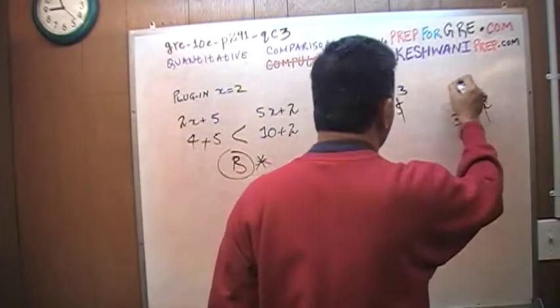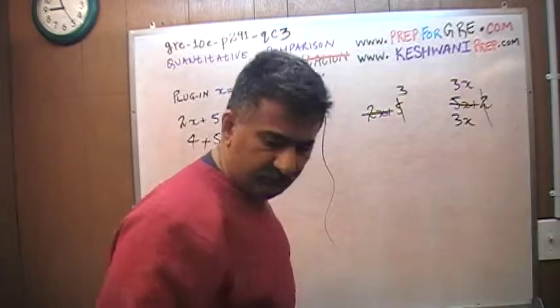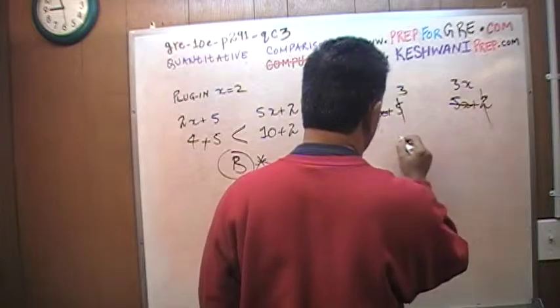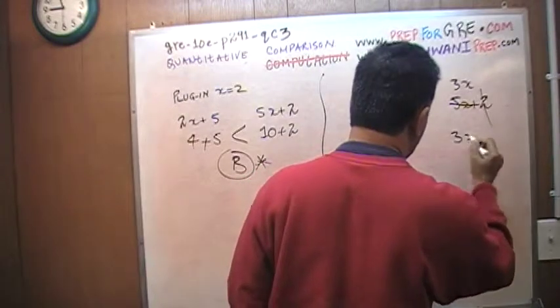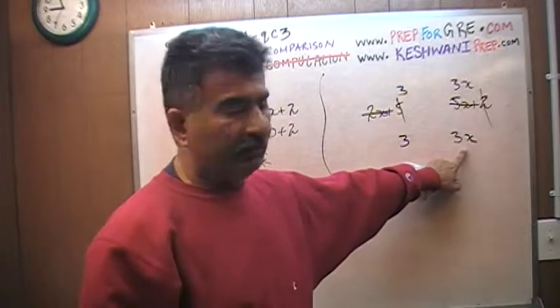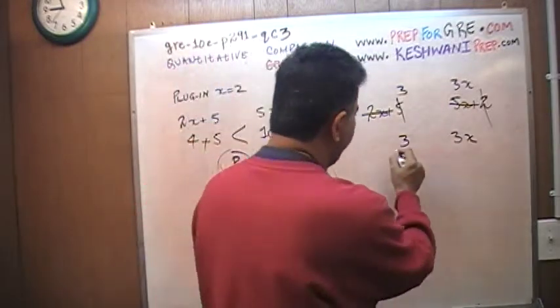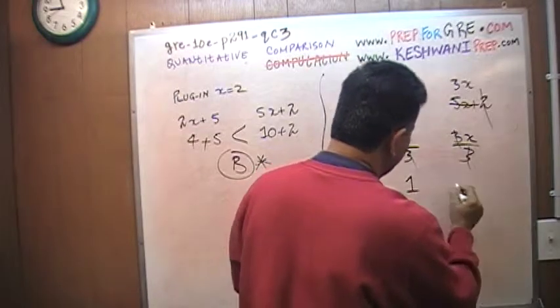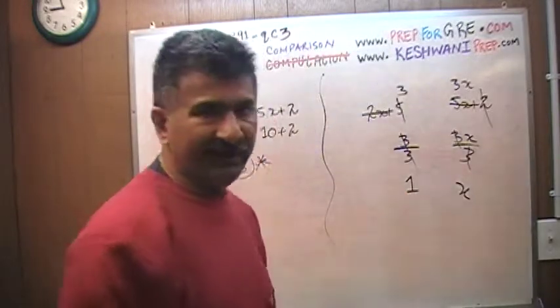So basically what has boiled down so far is that I'm being asked to compare 3 and 3x. Since 3 appears on both sides, I'm going to divide both sides by 3, and basically I'm asked to compare 1 versus x.